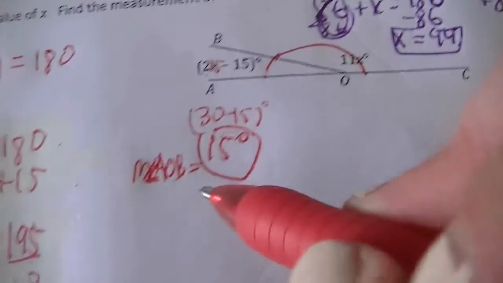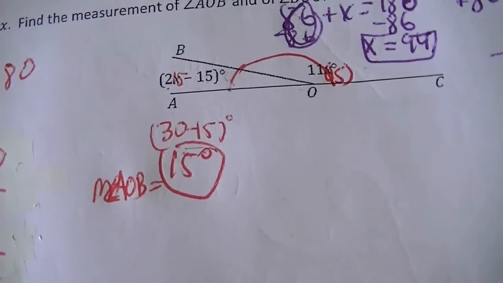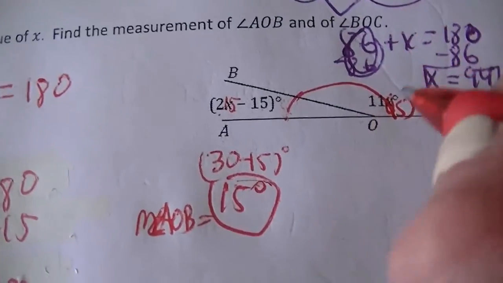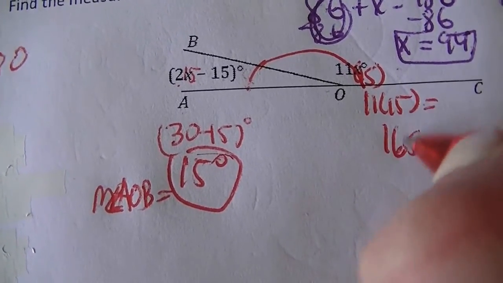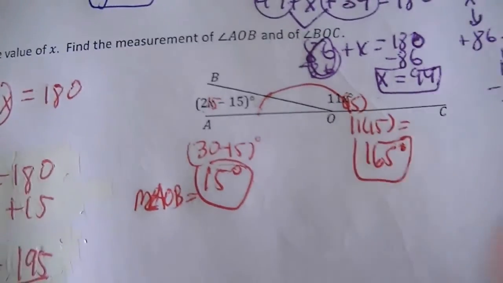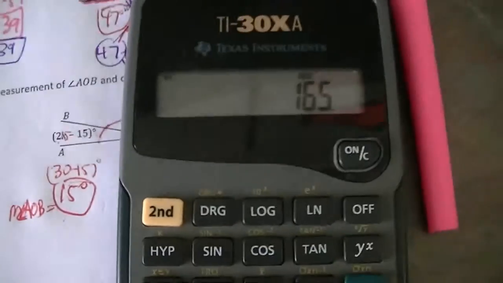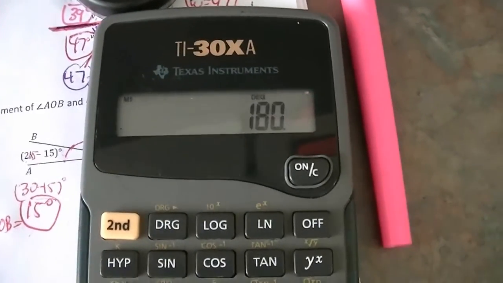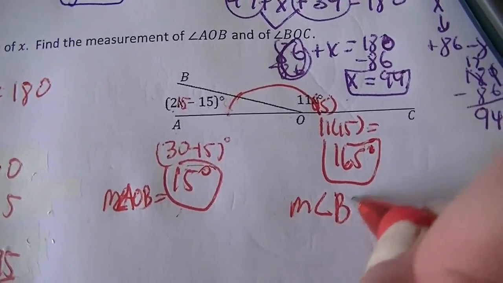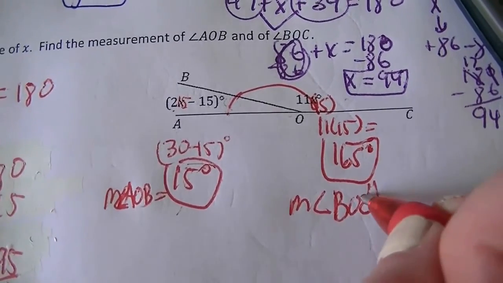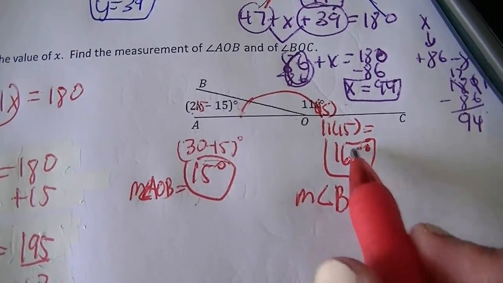Well, now we've got to slap that 15 right up here. So times 15, and 11 times 15 is 165. We've got to slap on the degree sign right there. Okay, to verify that we're correct, we've got to go 15 plus 165, or 165 plus 15, to make sure that equals 180. Oh, it does. So the measurement of angle BOC is equal to that, okay? AOB is 15 degrees, BOC is 165 degrees.